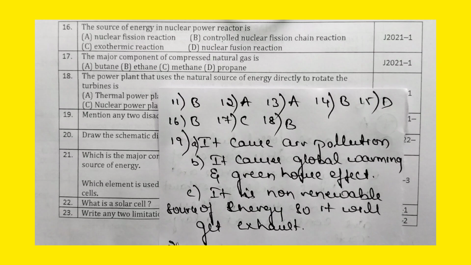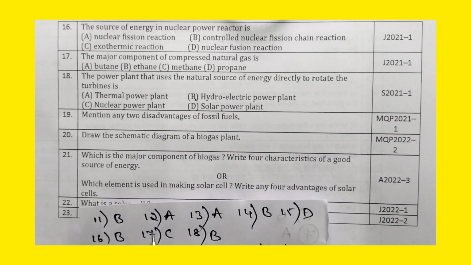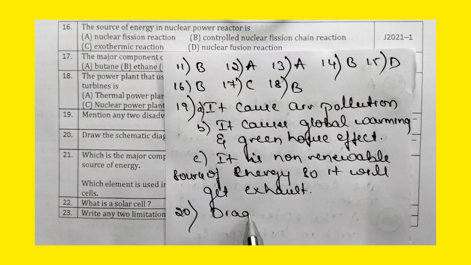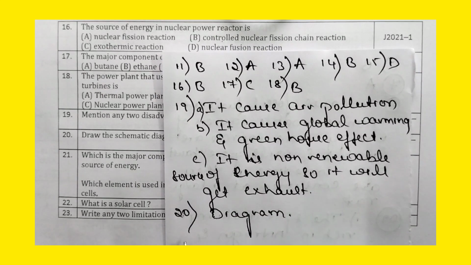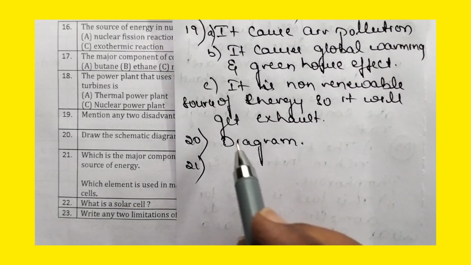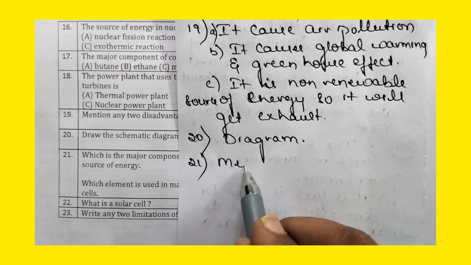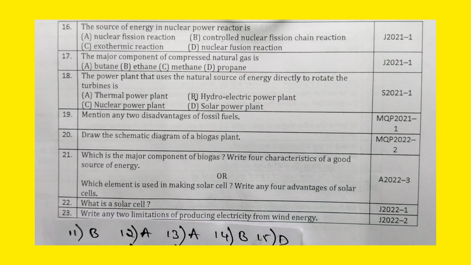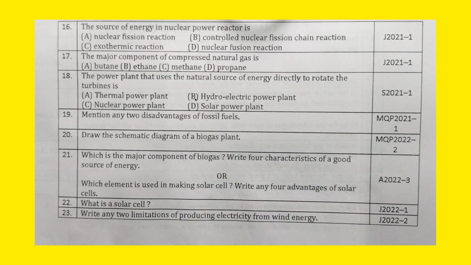So now let us move to question number 20. It is a diagram question. We have to draw the diagram of a biogas plant. Then question number 21. Which is the major component of biogas? The major component of biogas is methane.